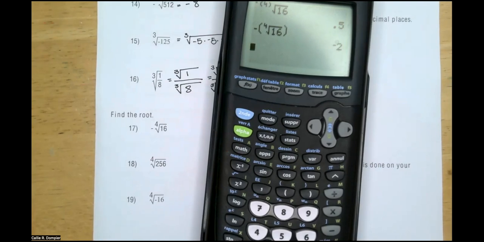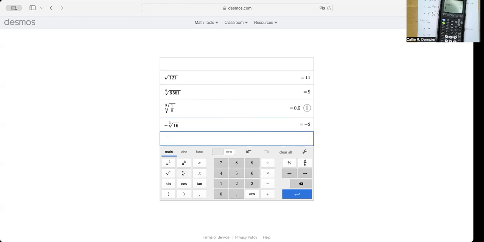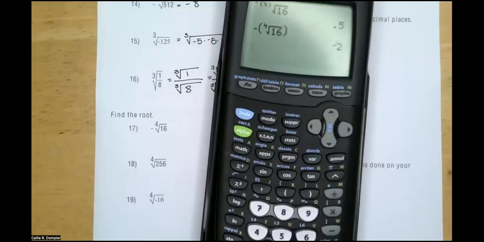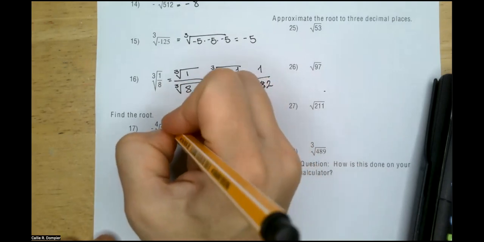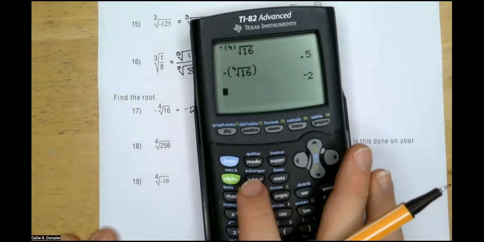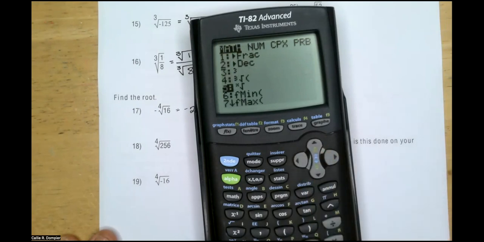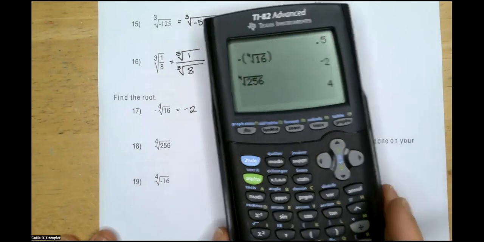In Desmos, it will be easier. So we've got negative 4th root of 16 is negative 2. You can also just say the 4th root of 16 is positive 2, and then there's a negative in front of it, so I'm going to call it negative 2. That is fine as well. Good. So that's negative 2. The 4th root of 256 is 4.